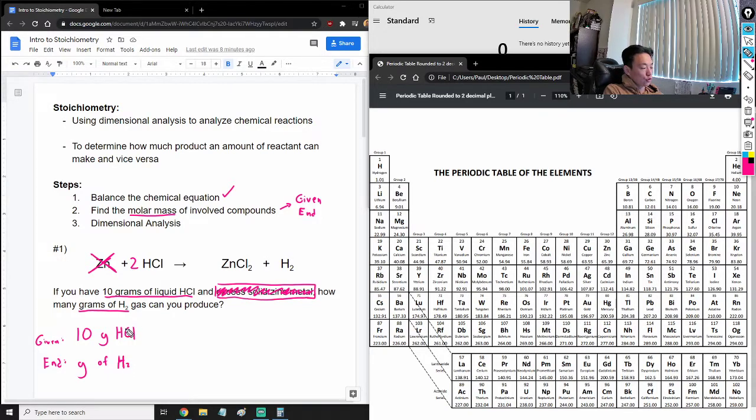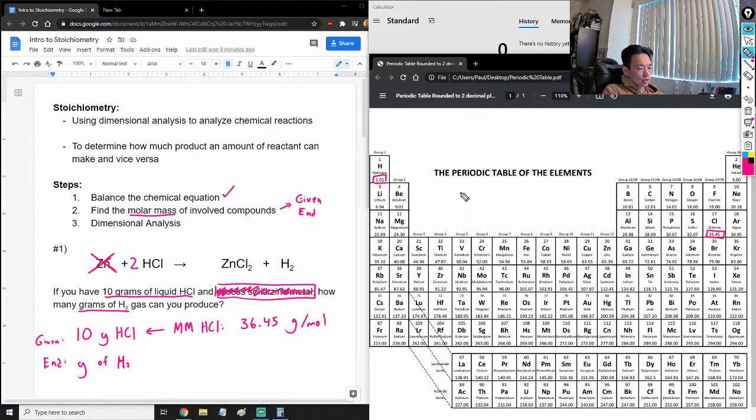So if we want to look for the molar mass of HCl, what we're going to do is we're going to write molar mass of HCl. We just need to add H and Cl. So we have our periodic table. We have H, which is 1. We have Cl, which is 35.45. There's only one of each. So that means our molar mass is going to be 1 plus 35.45. So it's going to be 36.45 grams per mole for HCl.